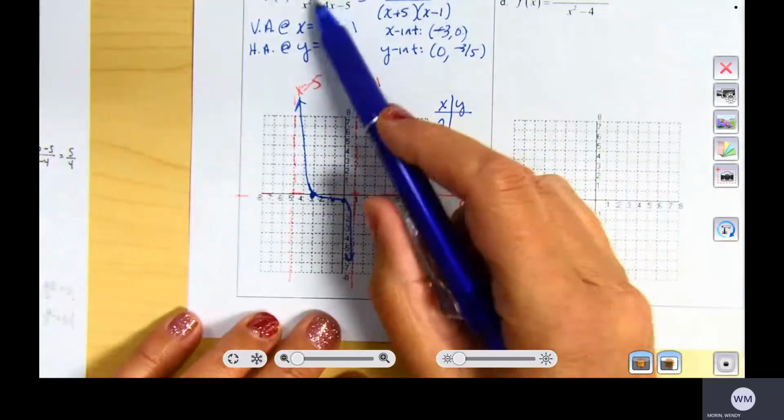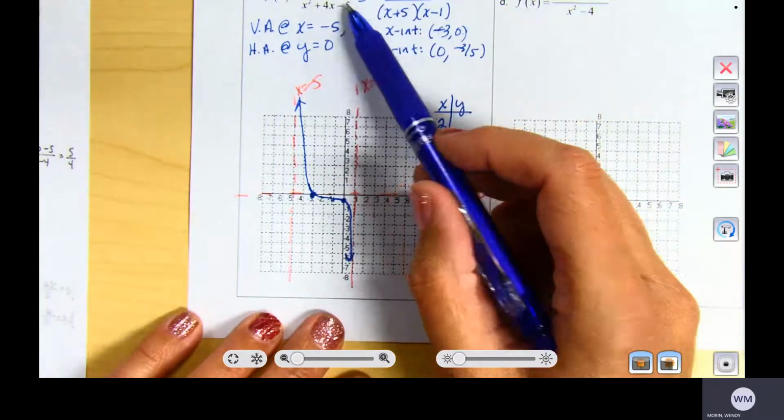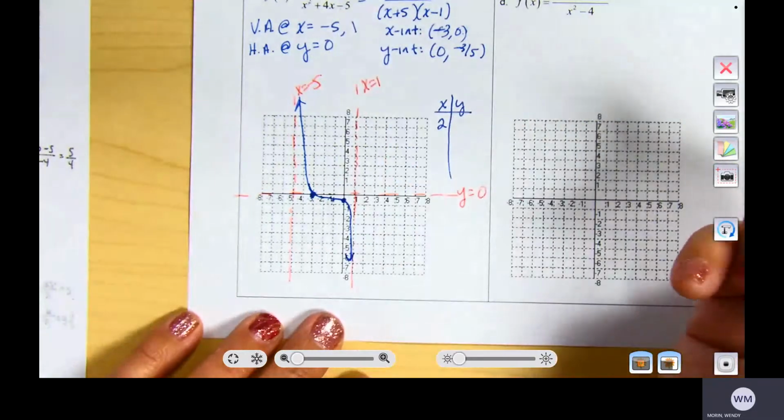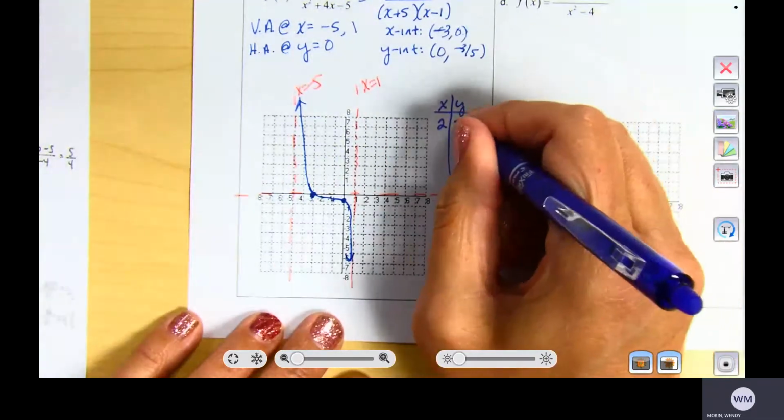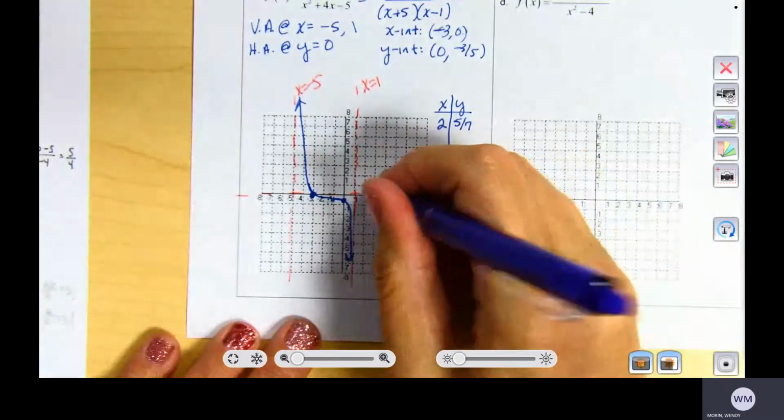Plug 2 in for x, you get 5 over 4, 8 minus 5, that's what, 7? 5/7. So 2 and 5/7. That's going to be right about here.